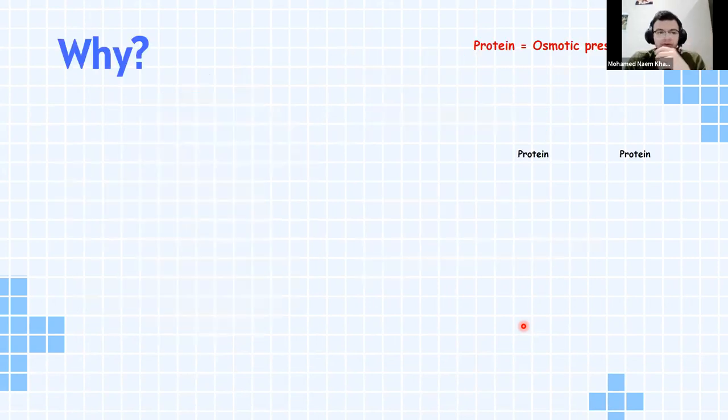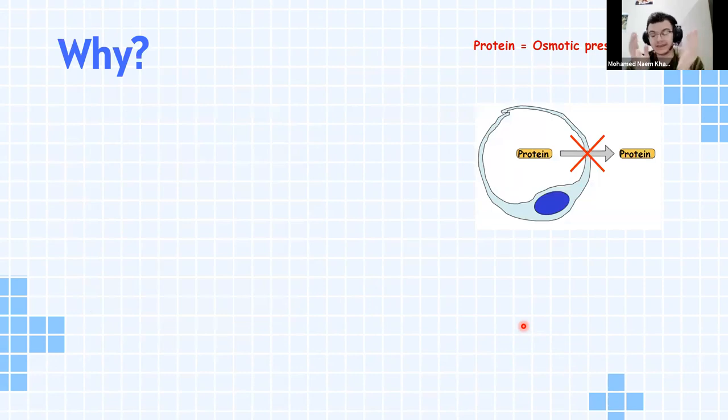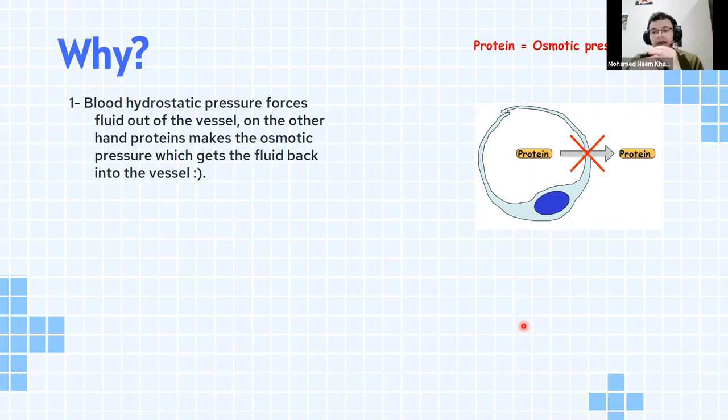Well, that's answered very easily. I think you remember the concept that you took in CVP. I think you also took it in foundation. I'm not sure if you took it in GI, I don't think so, but you took it in CVP 100% and in foundation, which is that we have two types of pressures on the arteries. We have the hydrostatic pressure and the osmotic or the oncotic pressure.